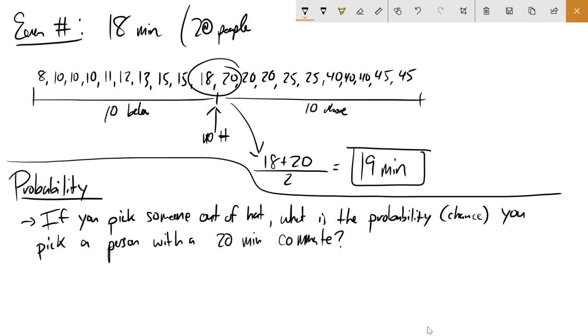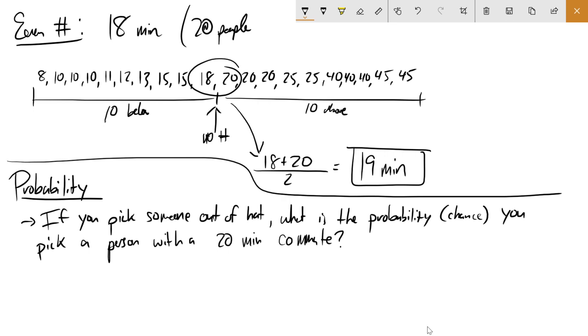All right. So the mean and the median, they measure center. Probability measures how likely something is to occur. It's like if I just throw everyone's name into a hat, and I pick someone's name out of the hat, and I say, hey, how long does it take you to get to school? What's the probability that the person I talk to has a 20-minute commute? Right? So how many people in our class have that?